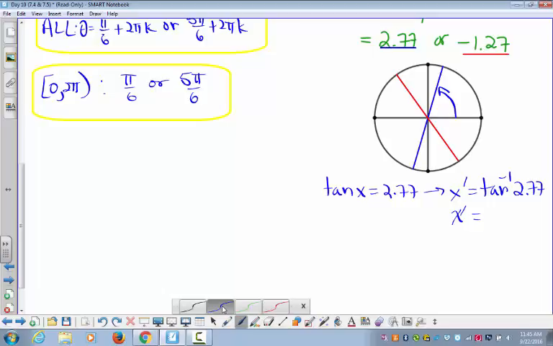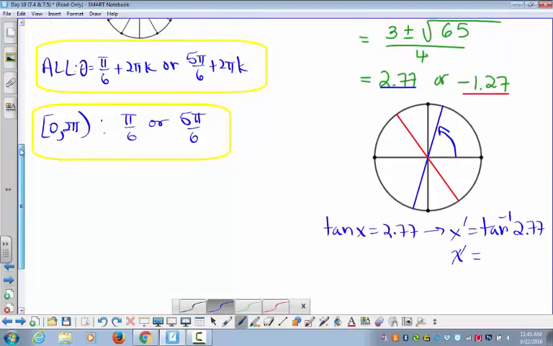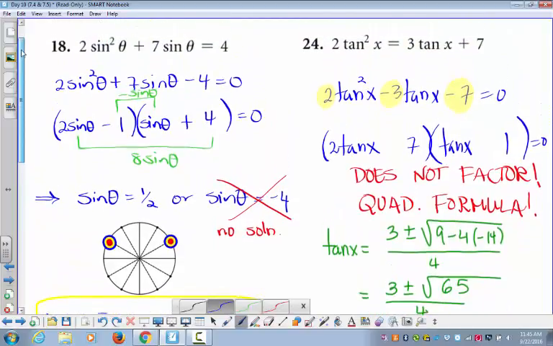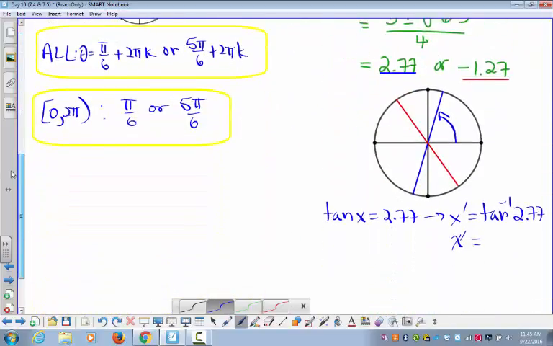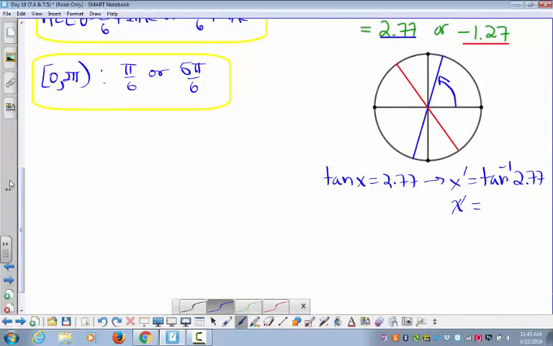Now, it didn't say to use degrees or radians. I'm going to switch to degrees on the test when we have to use our calculator. I would much rather you do it in degrees because then you can kind of see if you're in the right quadrant. With radians, it's harder to tell. So I'm going to switch to degree mode.